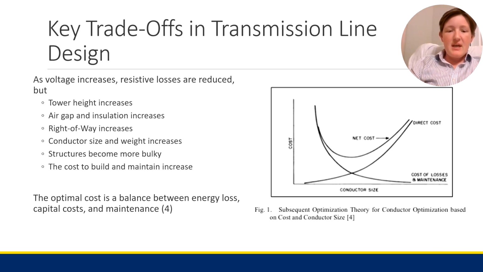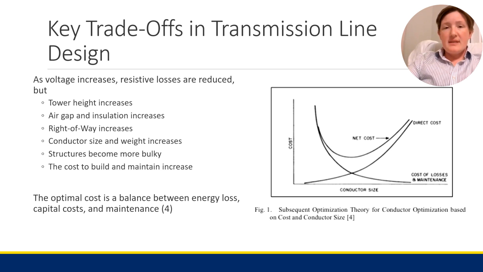If efficiency and the heat loss were the only things that needed to be considered, then it would be simple. We would run 500 kV lines all over the place. That would be the only voltage that was transmitted, and it would be a done deal. That's not how the world operates, and as with most things, there's key trade-offs in transmission line design.